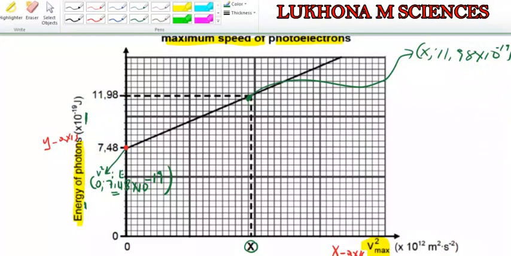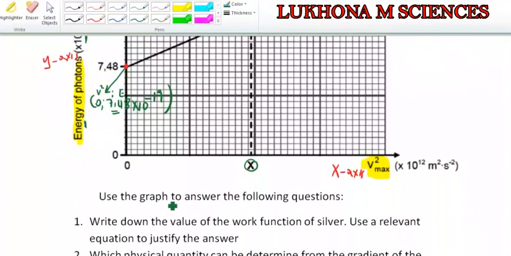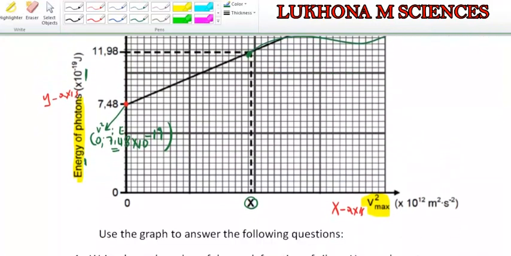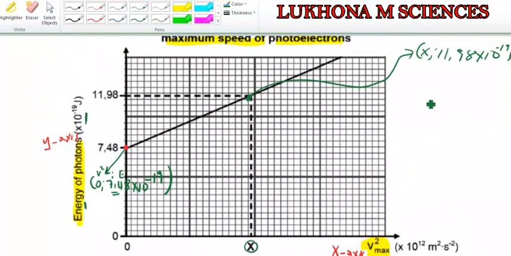Let's go straight to the questions. The first question, they say use the graph to write down the value of the work function of silver. So I will use the graph to get the value of the work function. Knowing that the work function, we get it from this formula. This is EK max. This is the work function, this is what we're looking for. E is the energy of photon, that is our y part.